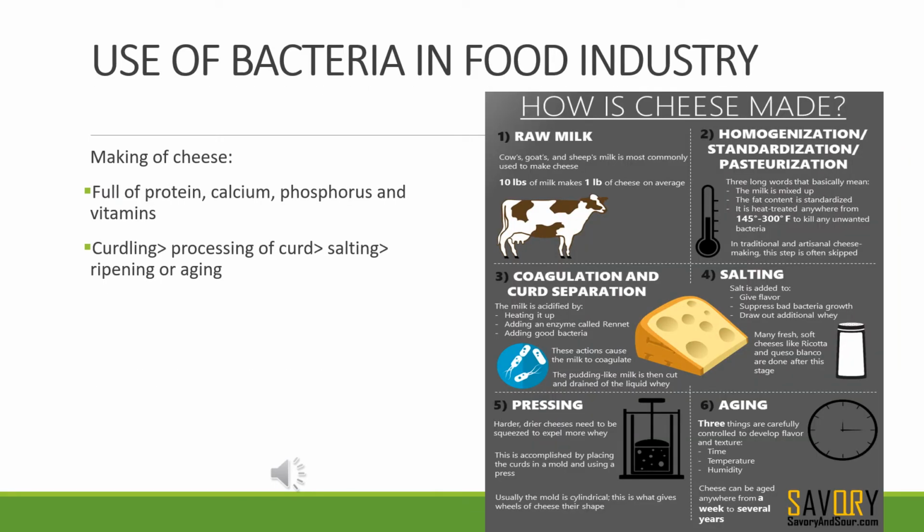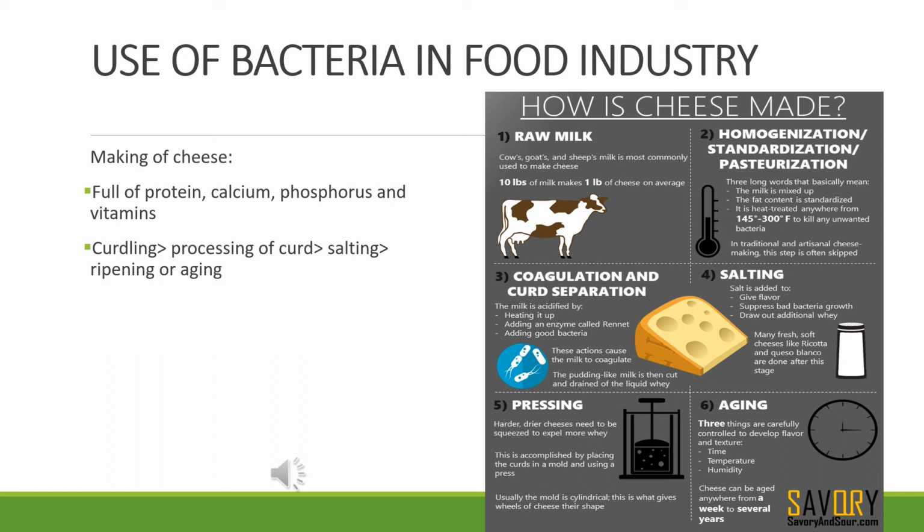The second food product that includes the use of bacteria on an industrial scale is cheese. Now, cheese is also full of protein, calcium, phosphorus and very important vitamins that are important for protecting our body. The cheese making process is also a multi-step process. The first is the raw milk, which is obtained from cow milk or buffalo milk.